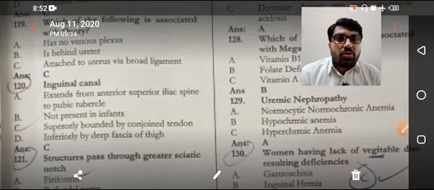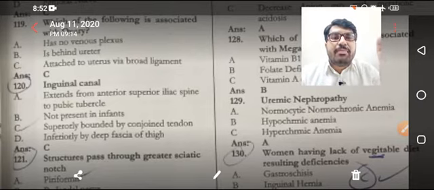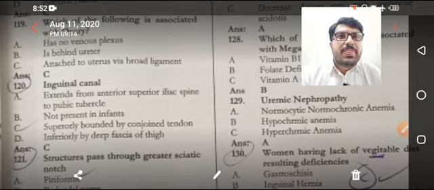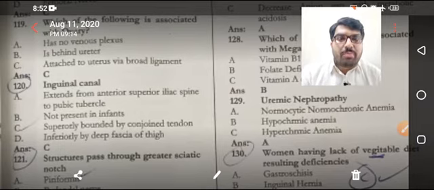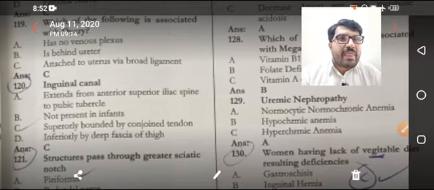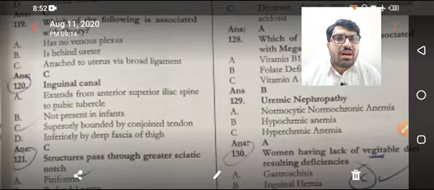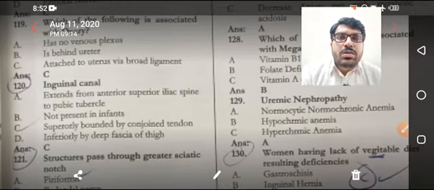Pancreas, extraperitoneal. Which portion of the pancreas is intraperitoneal? This is another MCQ. The answer is the tail. The tail of the pancreas is intraperitoneal. Spleen, intraperitoneal. Aorta, extraperitoneal. So we must learn these things. Lesser omentum has how many layers? 2 layers. Greater omentum has 4 layers, because there is fusion. The functions of the omentum are many, but it is called the policeman, because it limits the spread of infection.